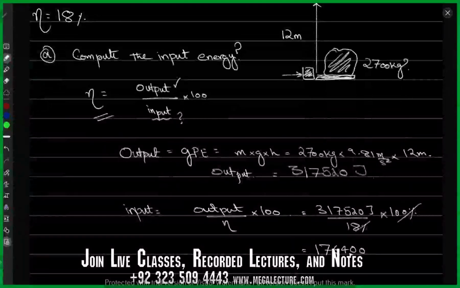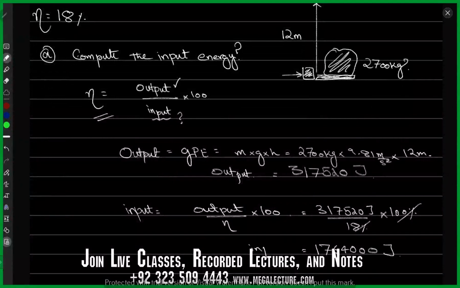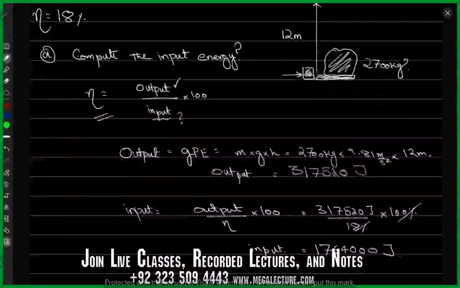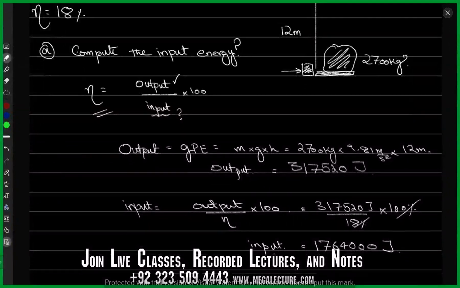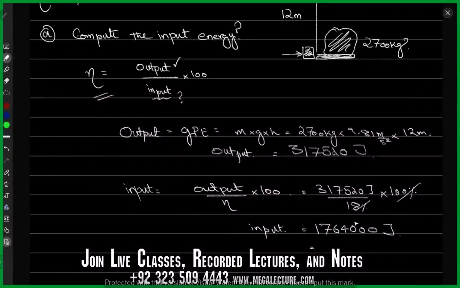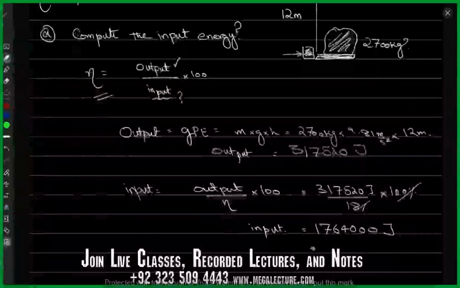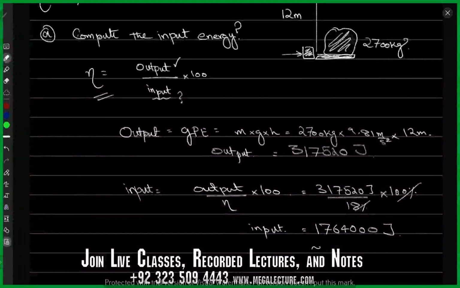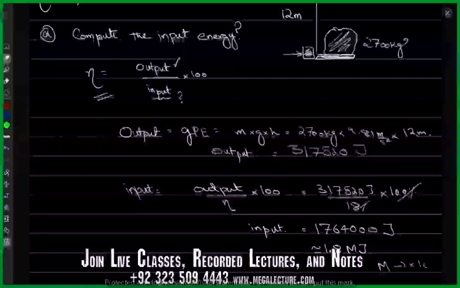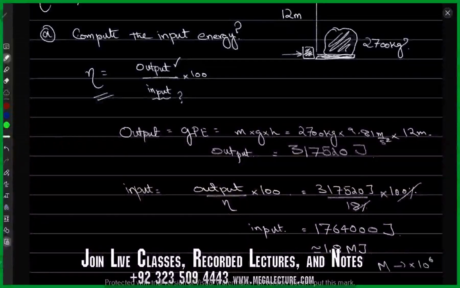17640 and another 0. Okay, so this is again in joules. Now let's look at the numbers and try to see what is happening. If you remember your prefixes, you can write this as approximately equal to 1.8 megajoules. Mega was 10 raised to power 6. This was a prefix.